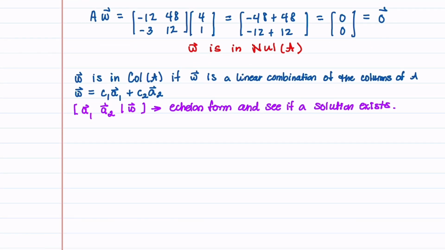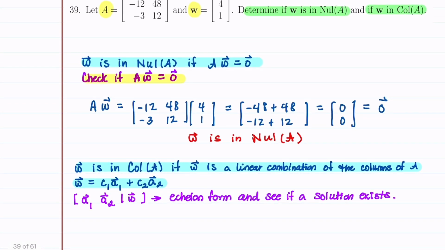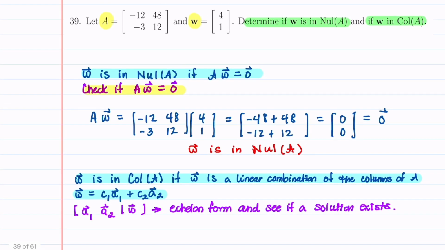Now let's look at the column space. W is in the column space of A if W is a linear combination of the columns of matrix A. What we mean by a linear combination is that W is C1 times A1. Well, let's go back up here and label this. This is going to be A1, and this is going to be A2. So our W would just be a linear combination of the columns of matrix A.